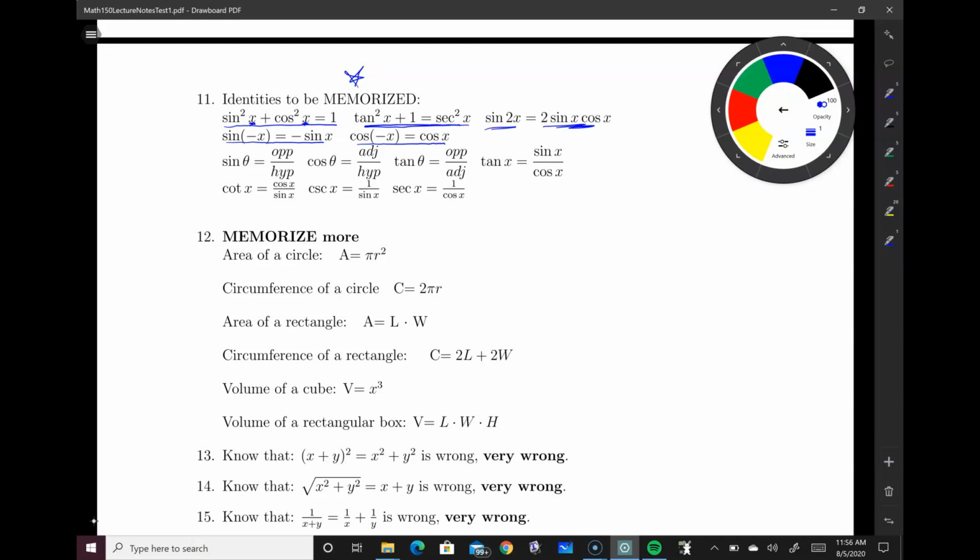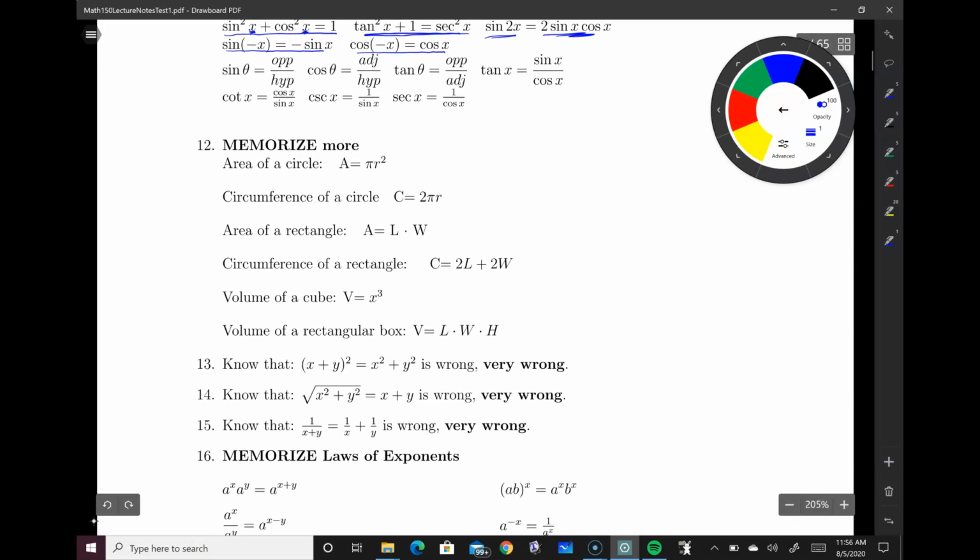Other things that I'm just assuming that you'll know, so just a quick review. Area of a circle, circumference of a circle, area of a rectangle, circumference of a rectangle, actually I guess I should say perimeter, right? Perimeter of a rectangle. Volume of a cube, and volume of a rectangular box, so length times width times height.